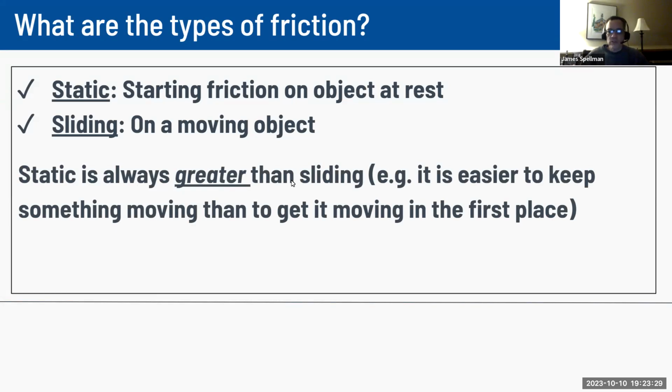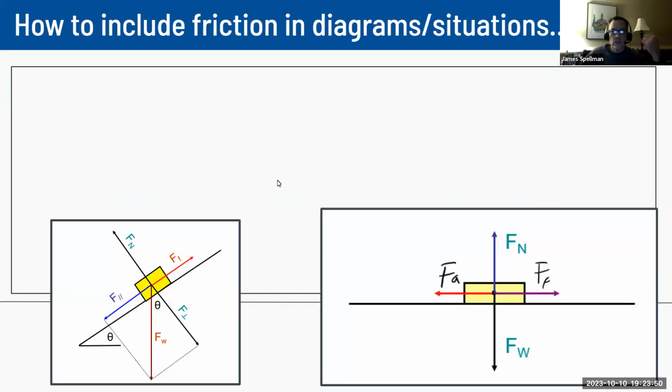Again, you've probably experienced this, and you could experience it just with the stuff right in front of you. It is harder to get something moving than it is to keep it moving. Once you get something moving, you just continue pushing it. And you can notice this probably with your Chromebook or anything else in front of you, that it requires a little bit more force to get something moving than it does to keep it moving. So static friction is always going to be greater than the amount of sliding friction.